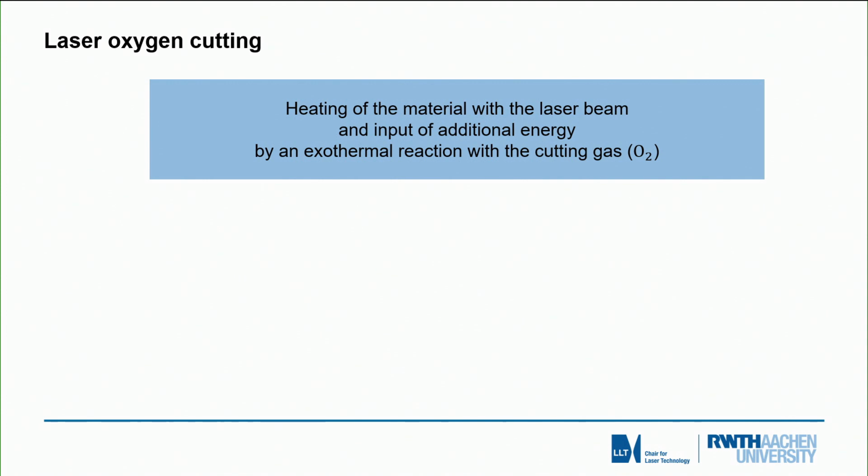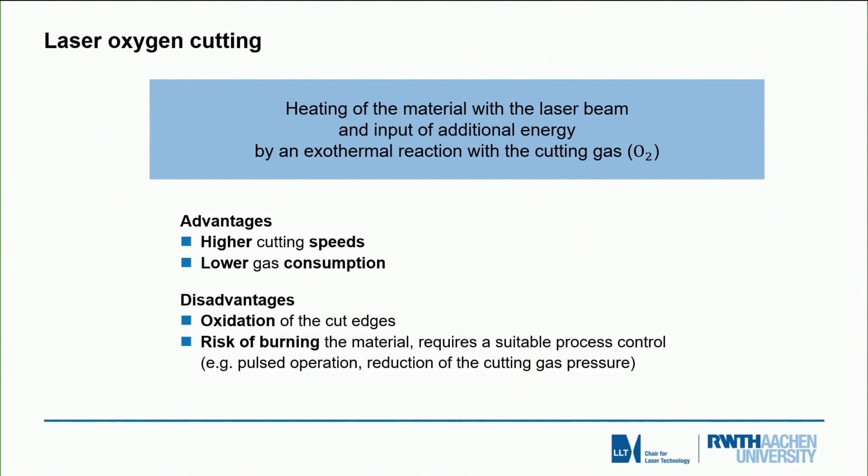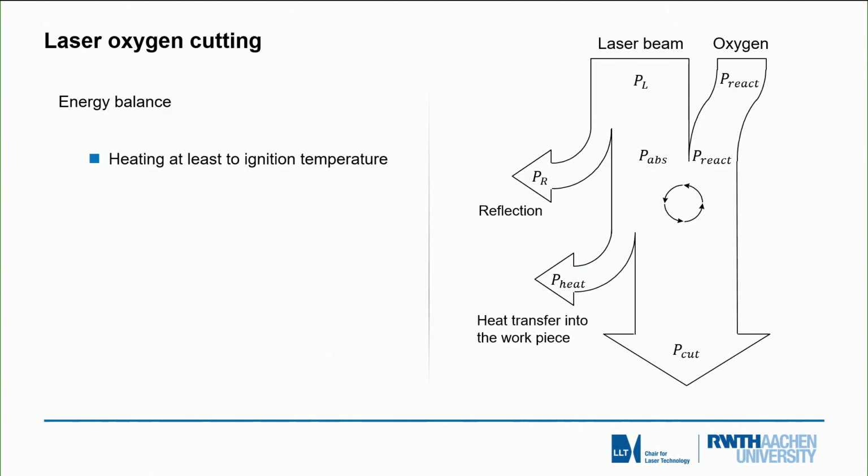Coming to oxygen cutting, it is actually the same thing as fusion cutting. However, now we don't use inert gases, we now use oxygen. And as you may know, if we use oxygen and iron, we get oxidation, and this is an exothermic reaction, so we get higher cutting speeds, lower gas consumption. The disadvantages are we get oxidation of the cutting edges, and we have the risk of burning the material.